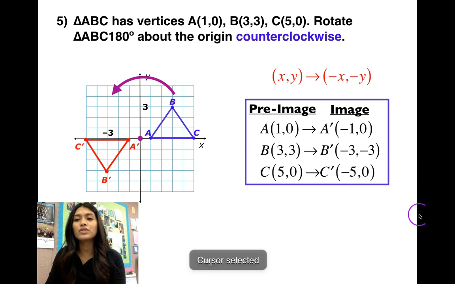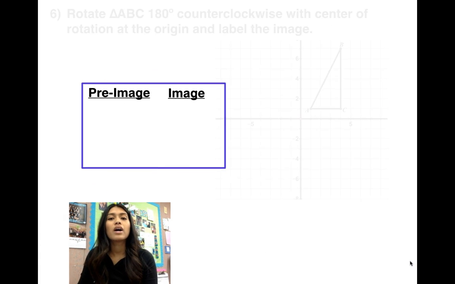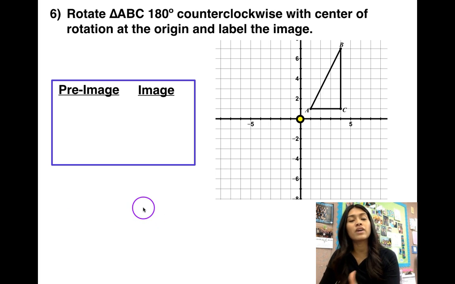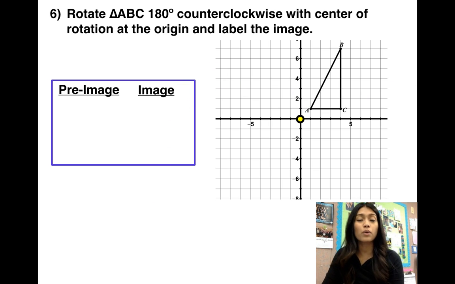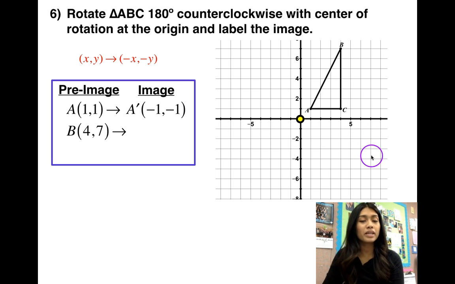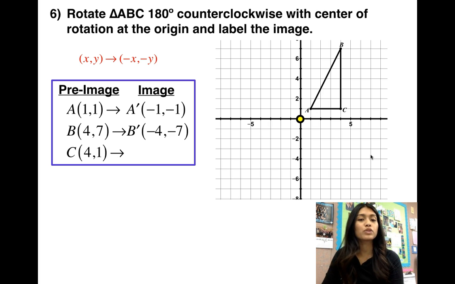Okay, so now moving on to the very last example. What I'd like you to do is go ahead and pause the video and try number 6 on your own. Okay, so let's see how we did. Hopefully you first wrote down the original ordered pair as well as found the new ordered pair based on our coordinate rule. So A, which was 1, 1, should have become A prime, which is -1, -1. B, which was 4, 7, should have given you B prime, which is -4, -7. And C, which was 4, 1, should have given you C prime, which is -4, -1.